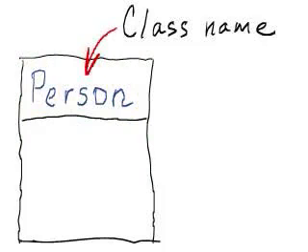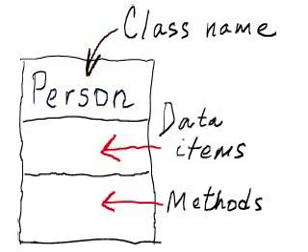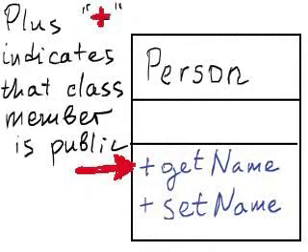UML class diagrams are drawn as a rectangular box. A horizontal, solid line separates the class name from the data items. Another horizontal line separates the data items from the methods. In the diagram, a plus indicates that the class member is public. So if this is a public method, other objects can make calls into this method.